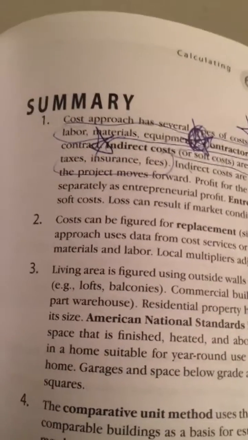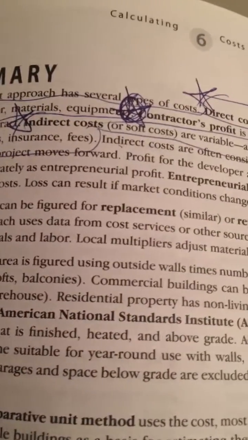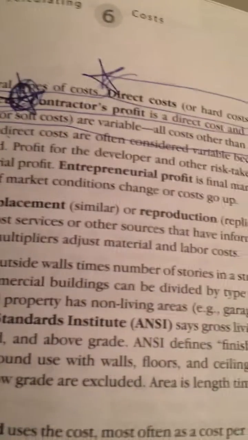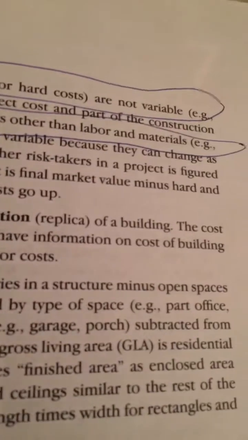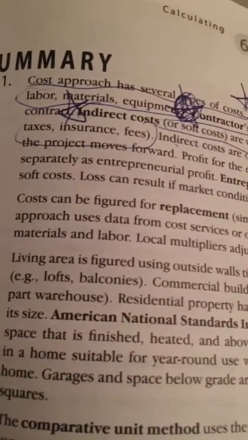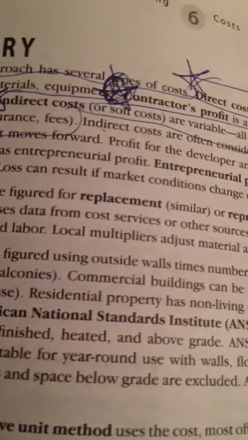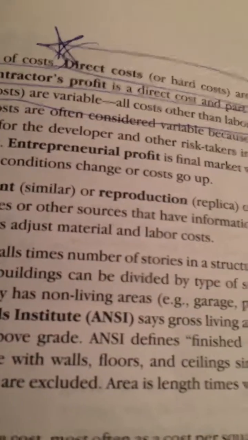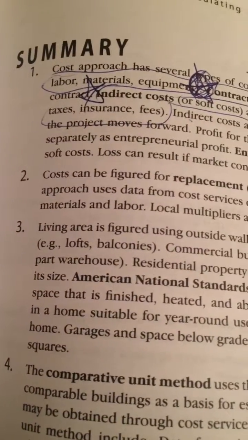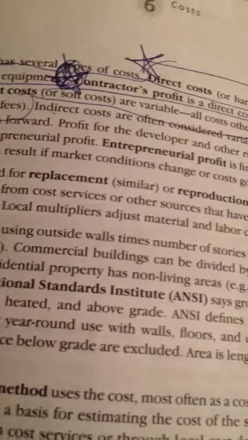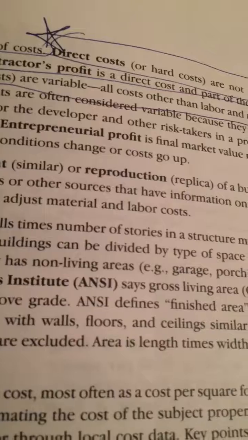2. Costs can be figured for replacement, similar, or reproduction, replica, of a building. The cost approach uses data from cost services or other sources that have information on cost of building materials and labor. Local multipliers adjust material and labor costs.